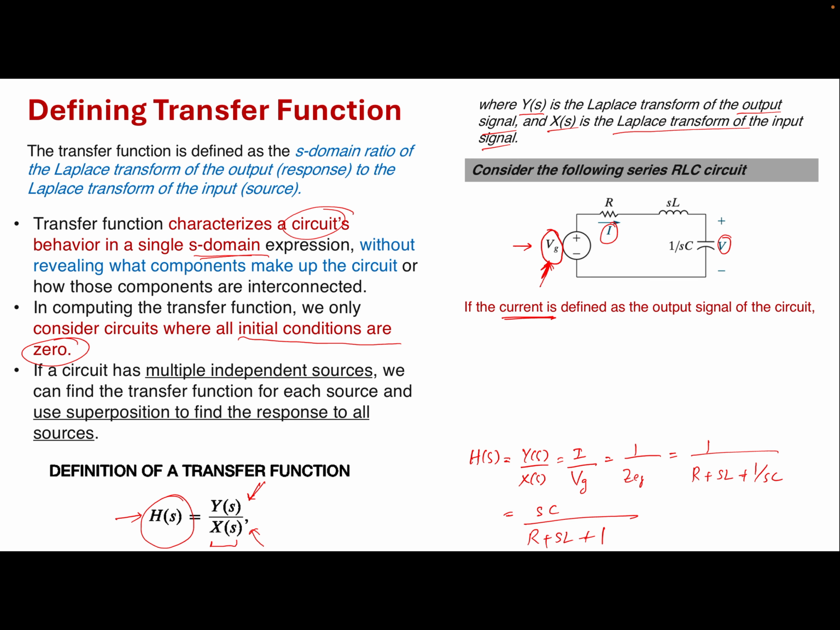While multiplying it by SC. Sorry, SCR, and this is going to be SCR, and SL should be multiplied by this, so it should be C and S square, right, plus 1. Okay.